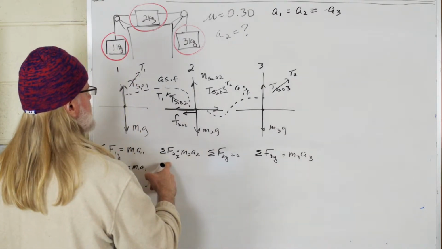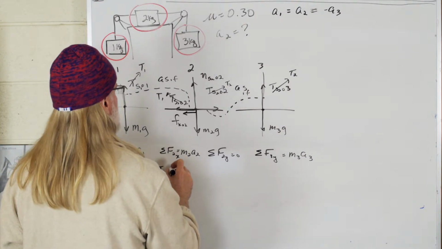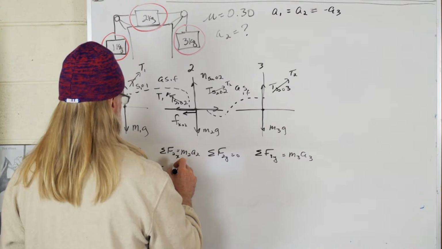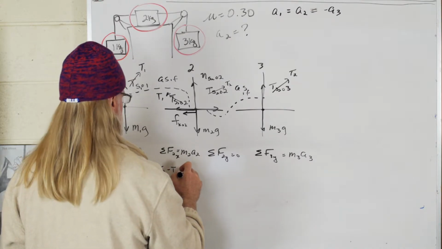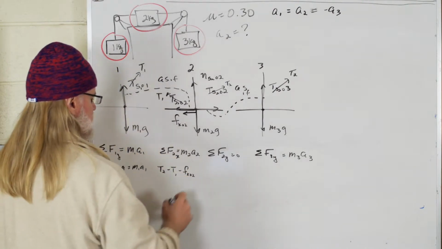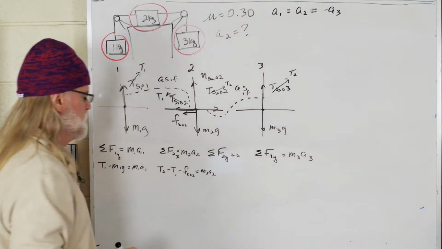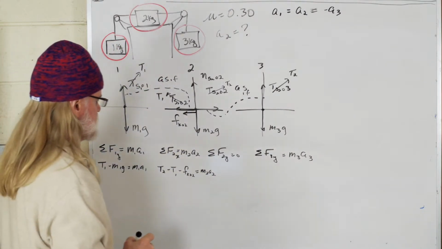And then in the x direction, we have T2 minus T1 minus kinetic friction on 2 equals M2A2. All right, hopefully you can read that.